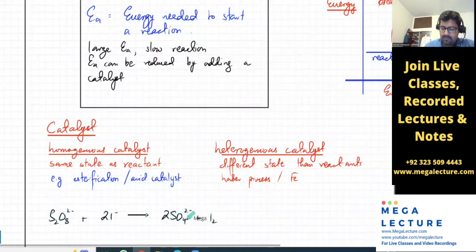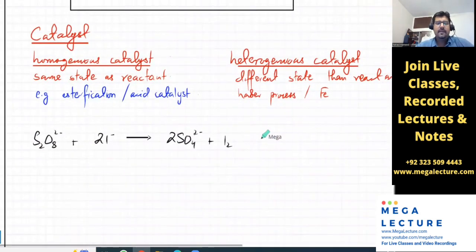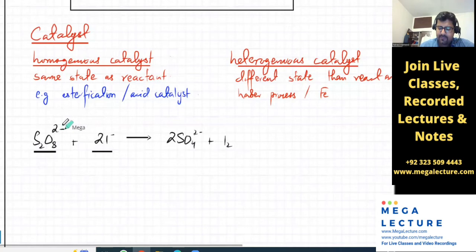Now the whole question is, how does the catalyst work? If you look at this reaction, why do you think this reaction has a very high activation energy? Every reaction has a different reason why it has high activation energy. You've never studied this reaction, so ignore the reaction. Just use your common sense. Why would it be so hard for this reaction to happen? This one is S2O8 with a charge of 2 minus. This one is 2 iodide ions with a charge of -1. Why would it be very hard for these two?